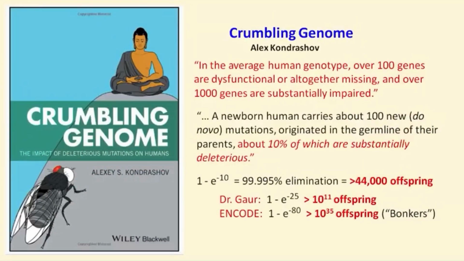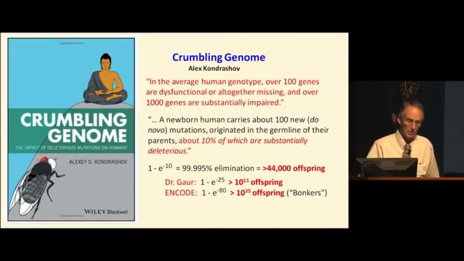Here's a most recent publication on this issue, a book written by Alex Kondrashov, who was here at NIH for a long time, now is teaching at Michigan. He just wrote a book called Crumbling Genome, and here's a few interesting things coming from his book. Number one, he says, in the average human genotype, over 100 genes are dysfunctional or missing. And he adds, and over 1,000 genes are substantially impaired. Doesn't that make you feel healthy and vigorous, knowing that you have carried that much genetic load? It's very, very concerning. He goes on to say, a newborn human carries about 100 new de novo mutations originated in the germline, and he says about 10% of those are substantially deleterious. That's a huge thing to say.